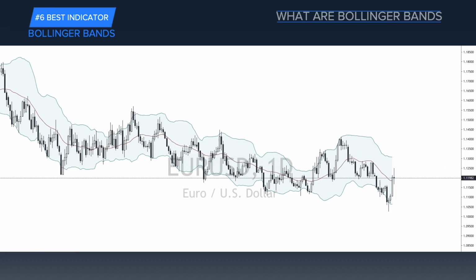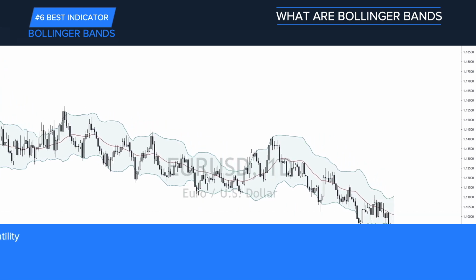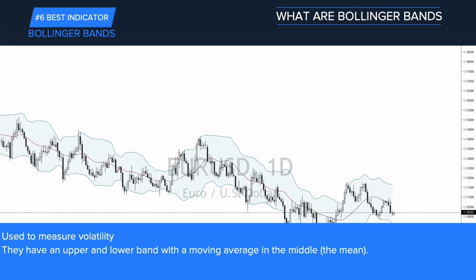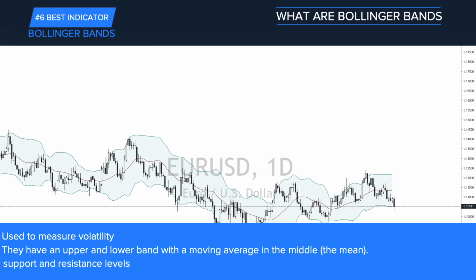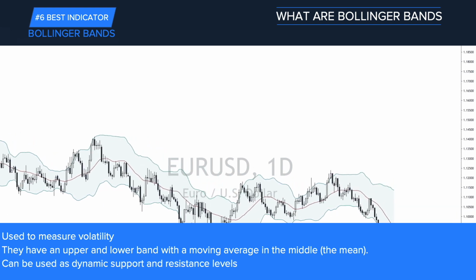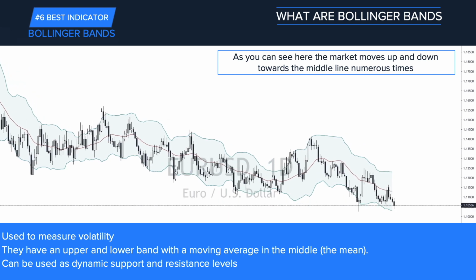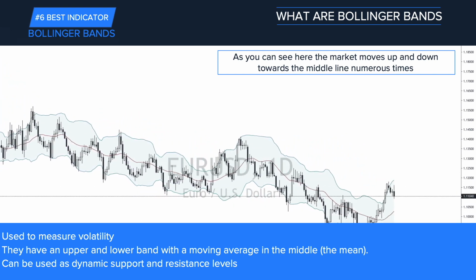Moving forward, let's discuss what Bollinger Bands are. They are used to measure volatility primarily. They have an upper and lower band, which is 2 standard deviations away from the mean, the red line in the video. The upper and lower bands can be used as dynamic support and resistance levels. As you can see here, the market moves up and down towards the middle line numerous times. This creates opportunities to trade.